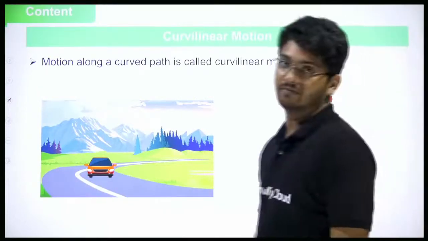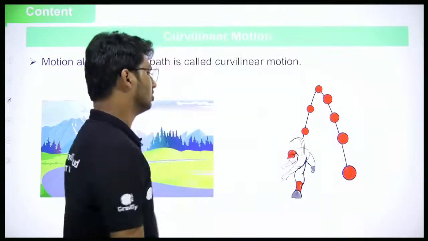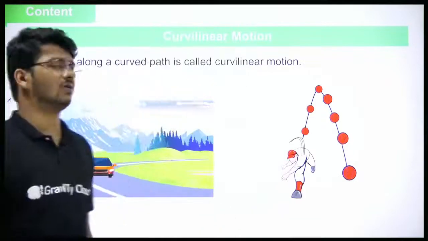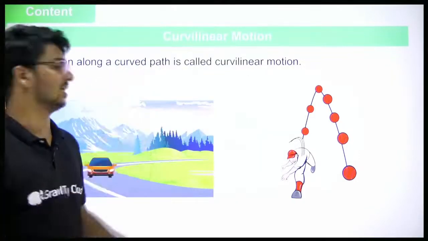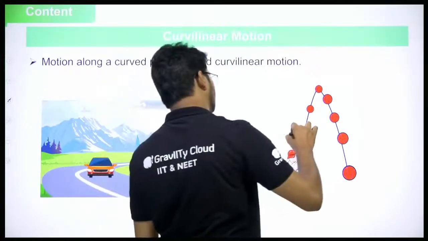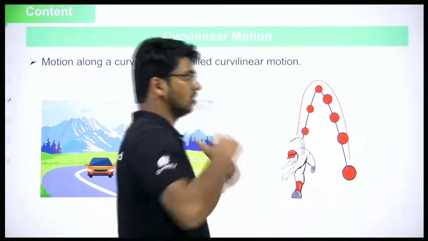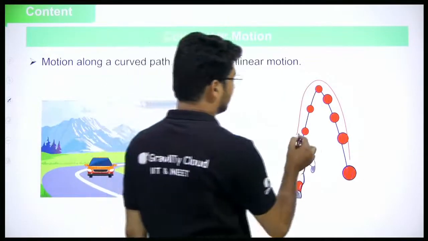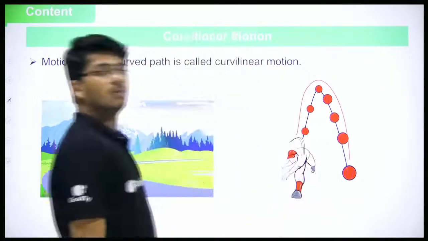Now curvilinear path. It's in the name itself. It is motion along a curve. You can see a person just throwing a ball. It's a cricketer, right? A cricketer just throwing a ball. The ball, the motion, the path will be a curve. Yes or no? The curve. But again, if you talk about the distance moved, every point would have moved the same distance.